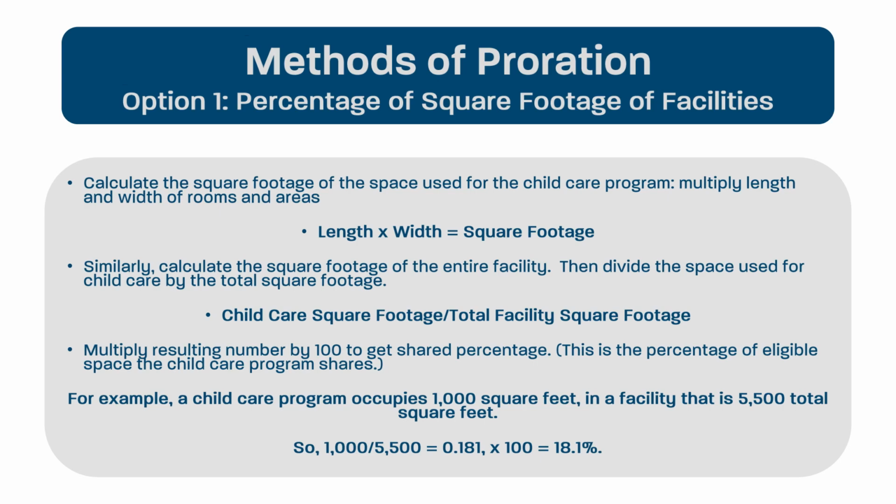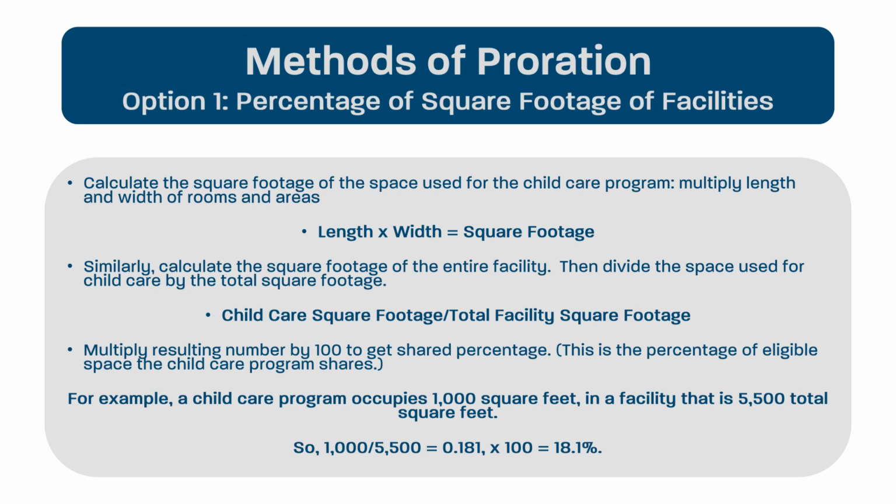For oddly shaped spaces, such as rooms with an extra nook or closet, break your room into smaller rectangular blocks, use the square footage calculation for each block, and add the totals together. Once you have your totals, you divide the square footage of your childcare space by the square footage of your entire facility to find a percentage.